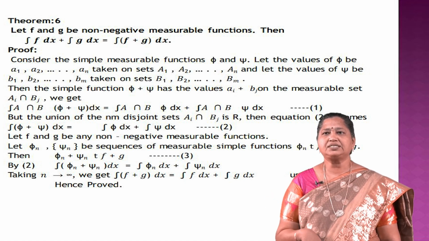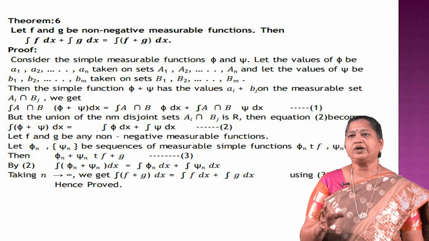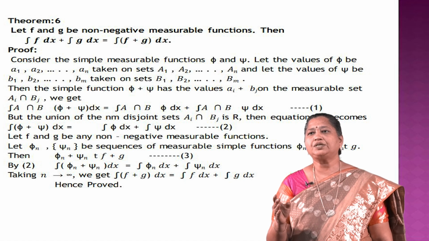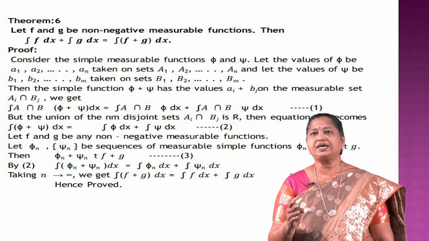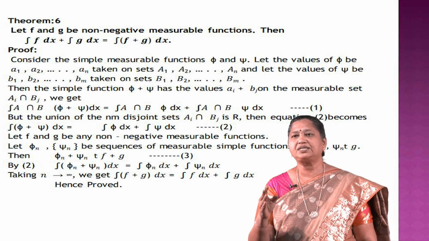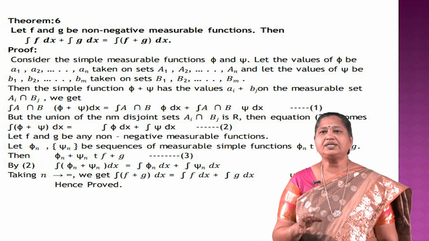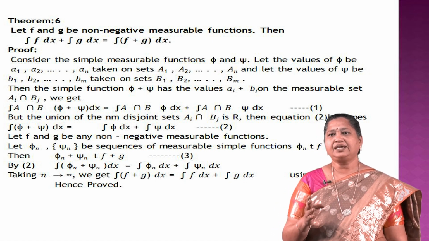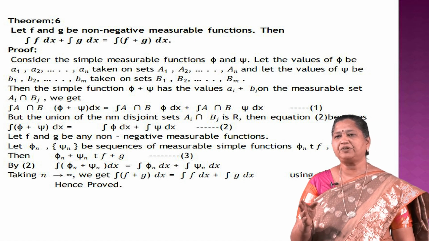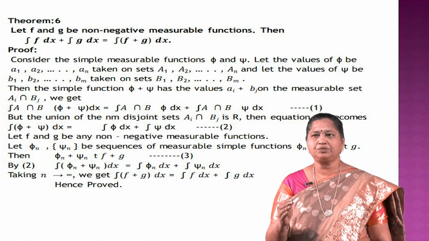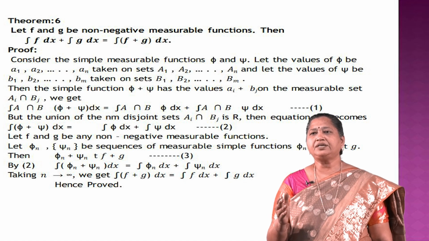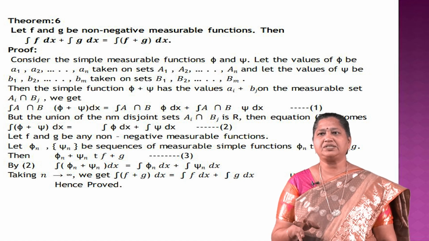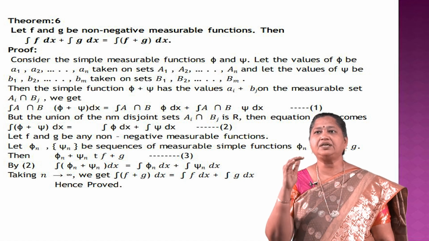That is equation 1. The next, by the union we take the nm disjoint sets Ai intersection Bj in R, the real line. Then the sum gives the integral of phi plus psi dx equal to the integral of phi dx plus the integral of psi dx, that is equation 2. So let us take f and g to be any non-negative measurable functions. Let phi n and psi n be sequences of measurable simple functions. Then phi n is monotonically increasing to f and psi n is monotonically increasing to g. Then phi n plus psi n is monotonically increasing to f plus g, that is the third equation. Using this equation, we get it from equations 1 and 2.